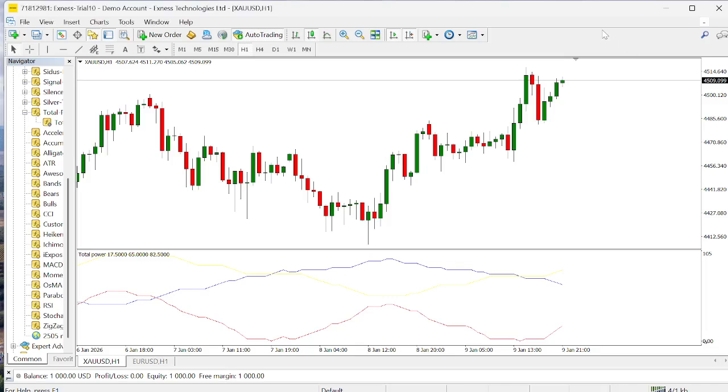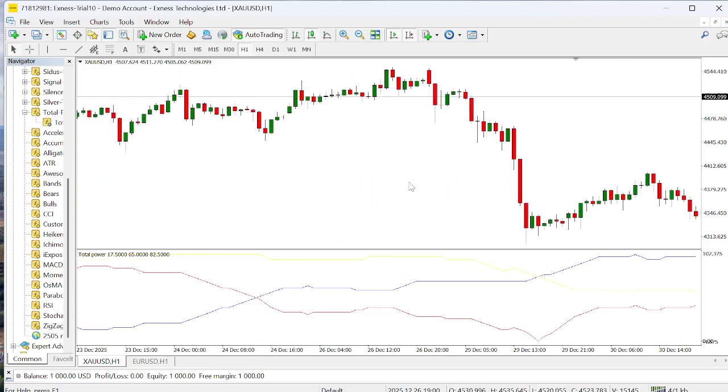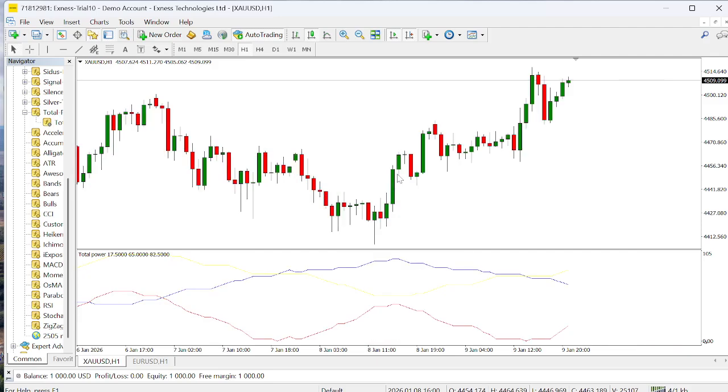Hi traders, in this video we are looking at the total power indicator for MT4. This oscillator combines bear power and bull power calculations to provide continuous lines showing the relative strength of buyers versus sellers over a defined period. In this video, you will see how the indicator works, how signals are interpreted, and which trading strategies are described.